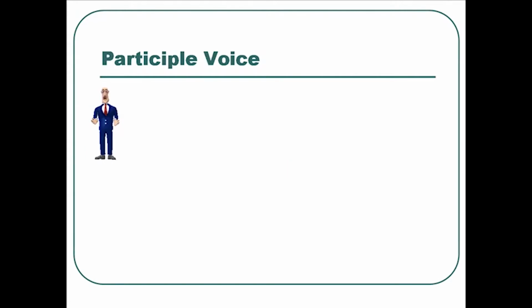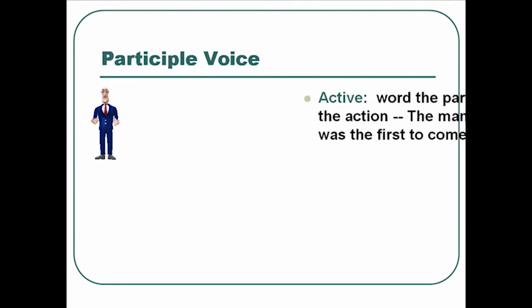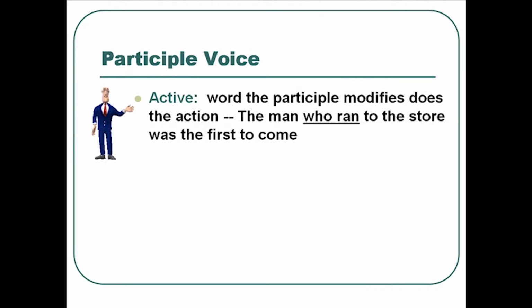Now let's look at the voice of the participle. The active voiced participle, the word the participle modifies will do the action of that participle. So for example, the man who ran to the store was the first to come. So who did the action of the verb ran? It was the man. So ran modifies man, and therefore it takes an active voice. The man does the action of the running.